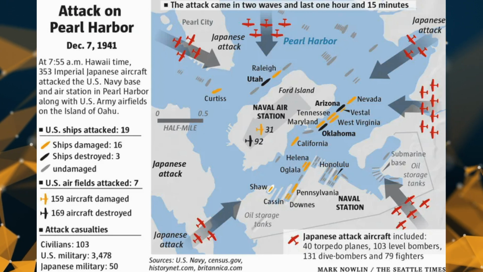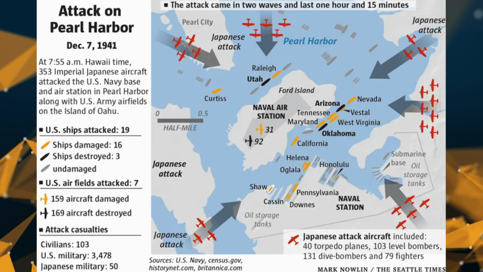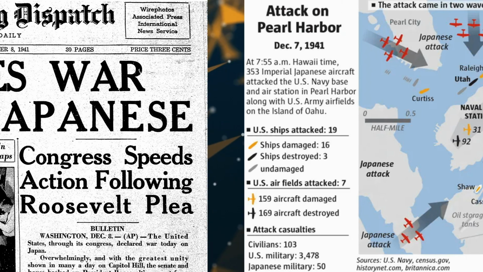Tensions had been simmering between the U.S. and Japan for years. Japan's aggression in Asia, including the invasion of Manchuria and China, clashed with American interests in the Pacific. The U.S. imposed economic sanctions on Japan in an attempt to curb its expansion. Diplomatic negotiations between the U.S. and Japan to resolve the conflicts failed. The U.S. demanded Japan withdraw from China, which Japan refused.